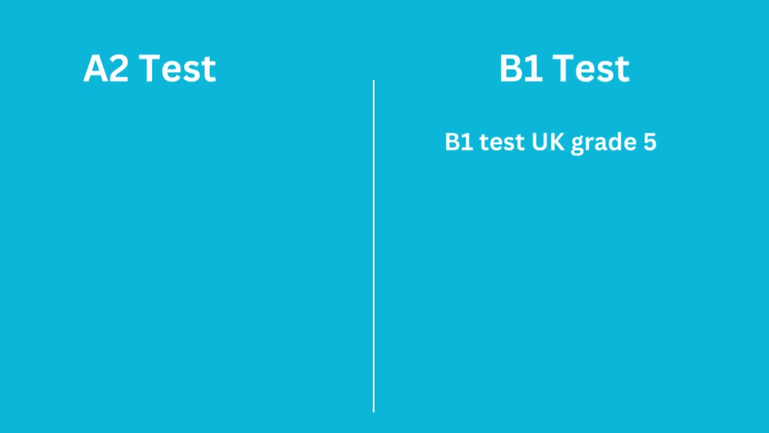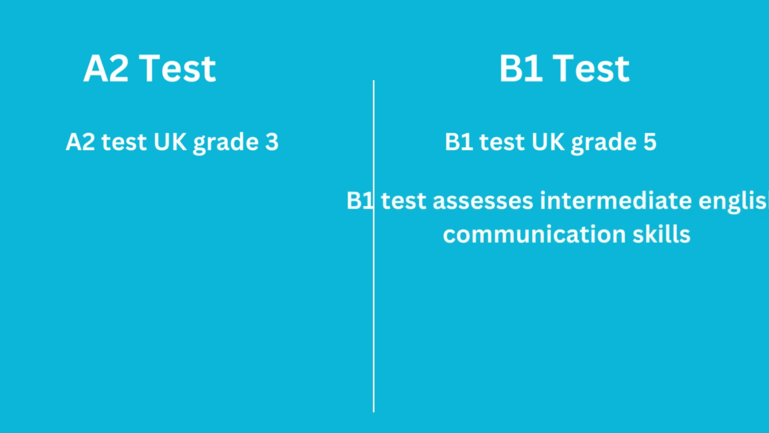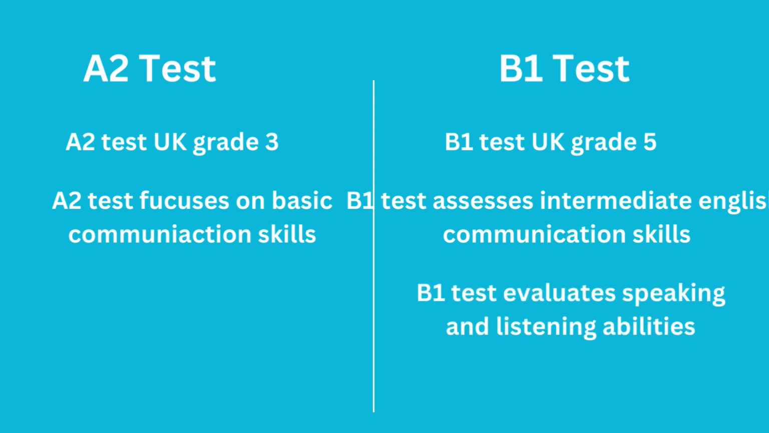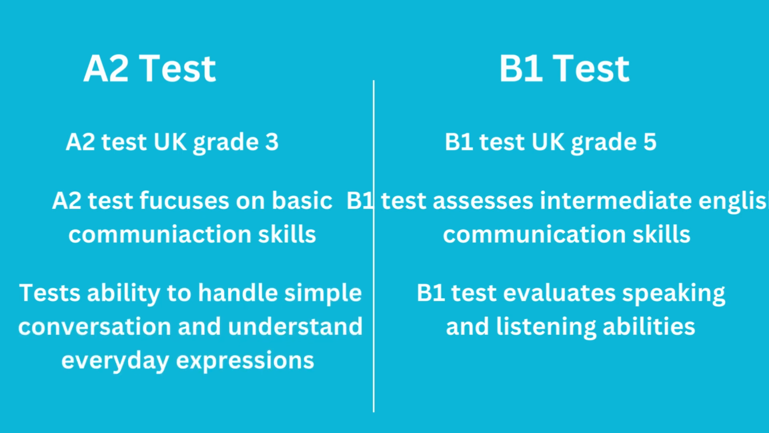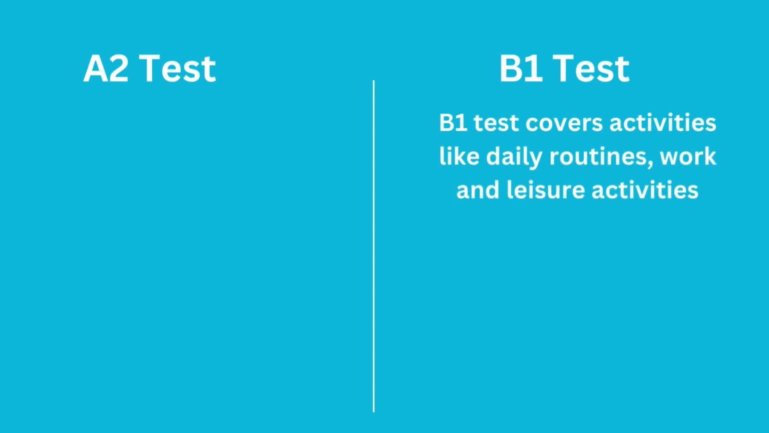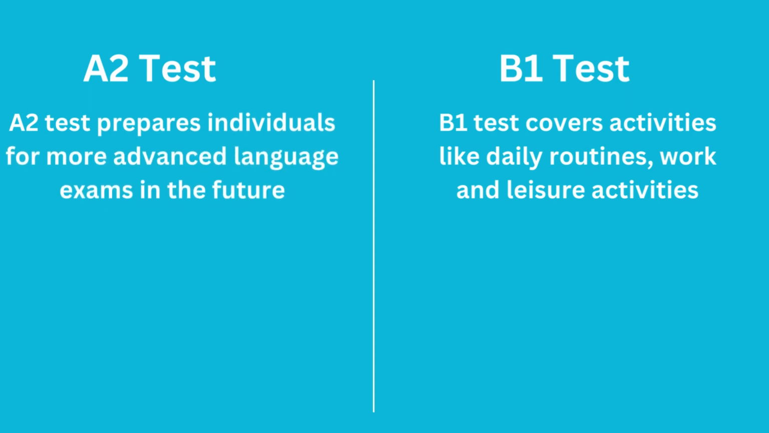B1 test, UK Grade 5, versus A2 test, UK Grade 3. The B1 test assesses intermediate English communication skills, while the A2 test focuses on basic English communication skills. The B1 test evaluates speaking and listening abilities, while the A2 test tests the ability to handle simple conversations and understand everyday expressions. The B1 test covers topics like daily routines, work, and leisure activities, while the A2 test prepares individuals for more advanced language exams in the future.